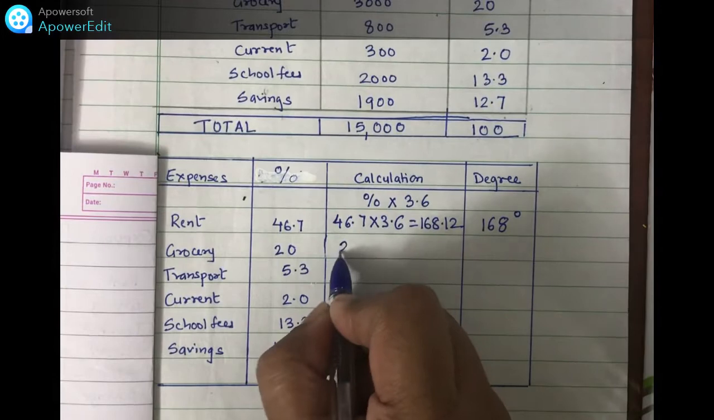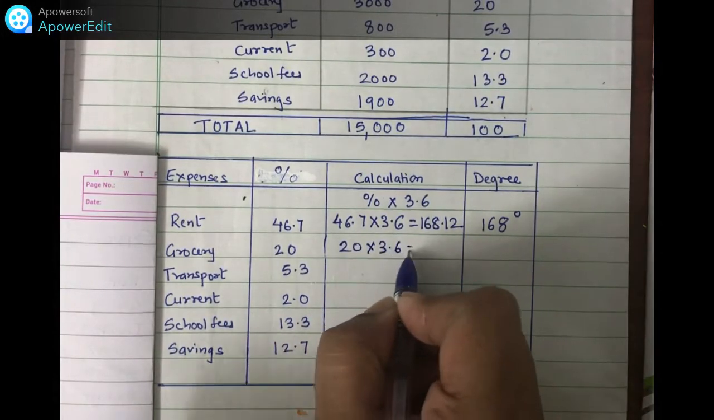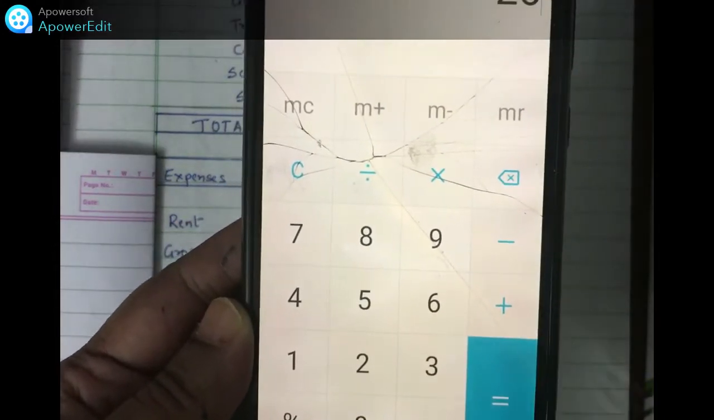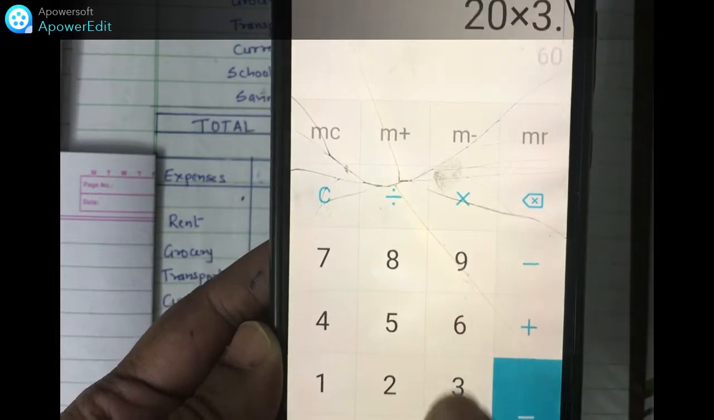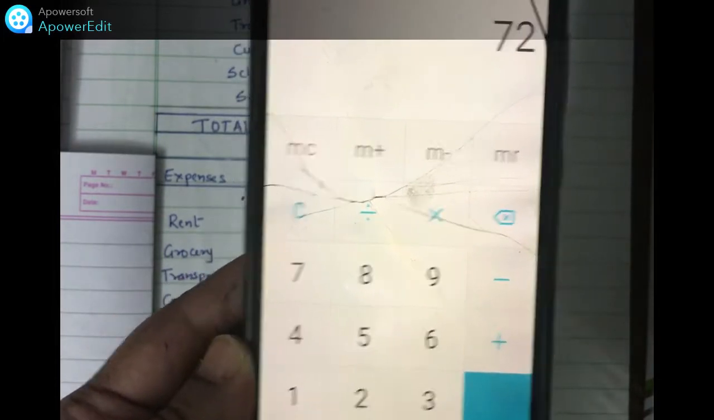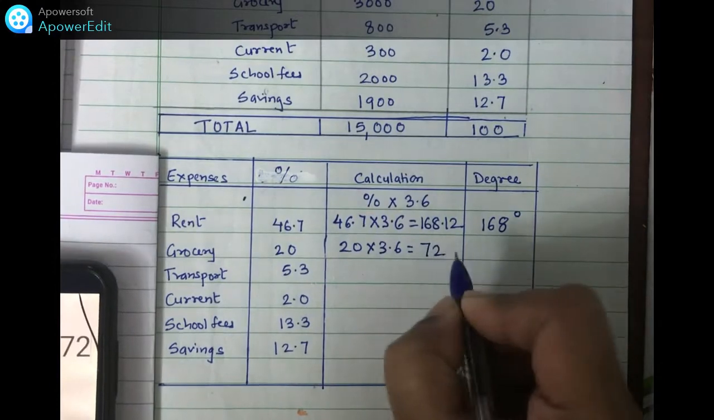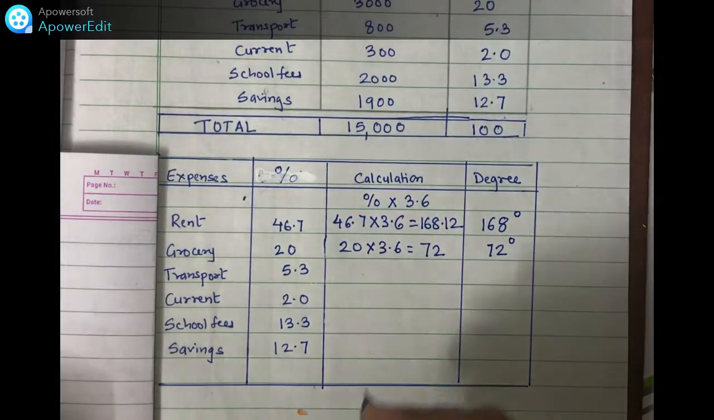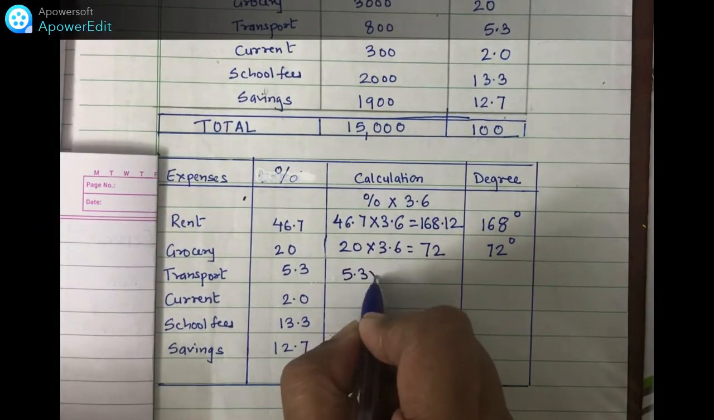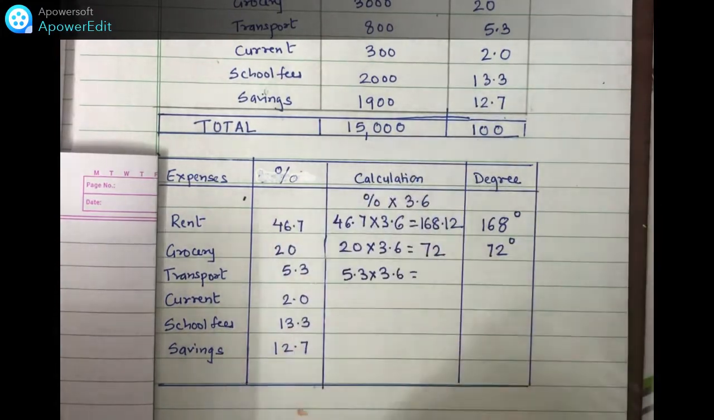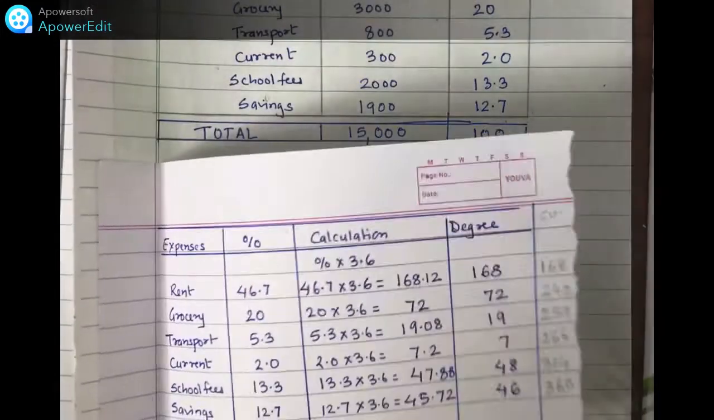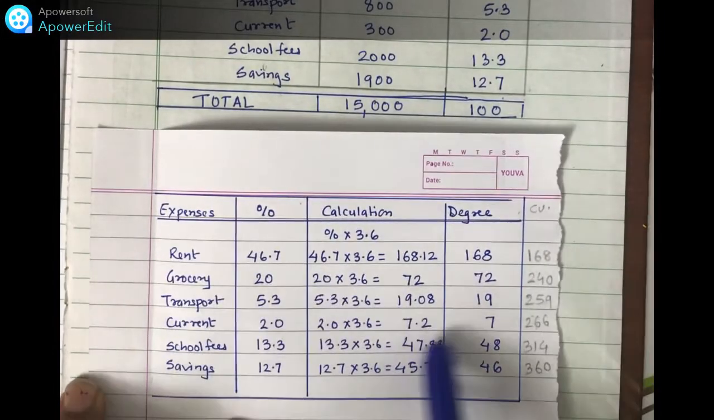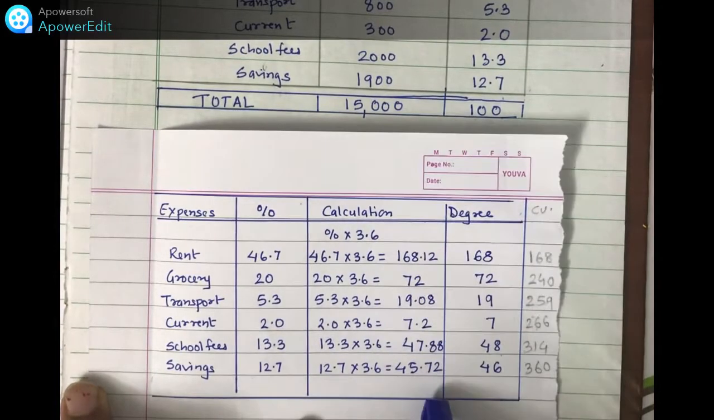Now the next one, 20 into 3.6 is equal to 72. In this case we don't have to round it up because it doesn't have any decimal point. Like that, one by one we will be finding out the values for each of the categories. As you can see, for each of the categories the calculations are done and the values are found out.